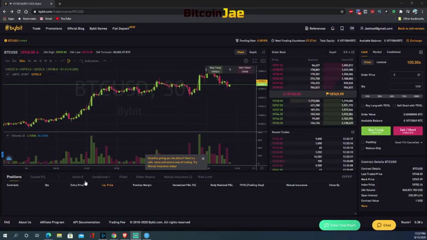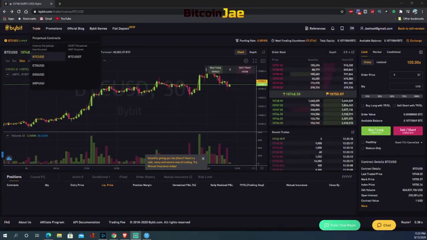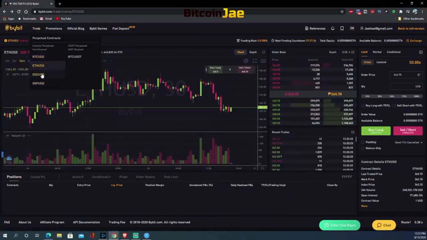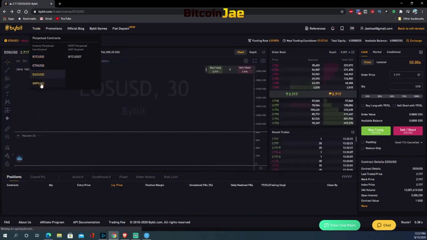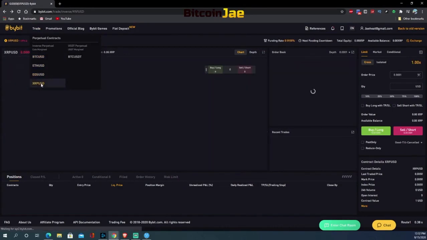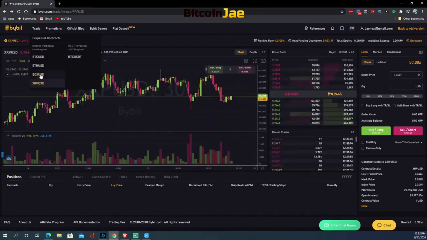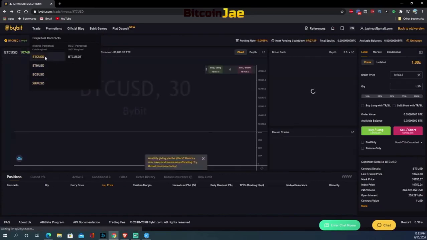Available trading pairs. Bybit uses perpetual contracts, which means you have to deposit the underlying currency, such as Bitcoin if trading Bitcoin, Ethereum if trading Ethereum, and so forth, in order to trade that pair. You cannot trade the Ethereum USD pair with Bitcoin as margin like you can on BitMEX. That's one of the major differences between Bybit and BitMEX.